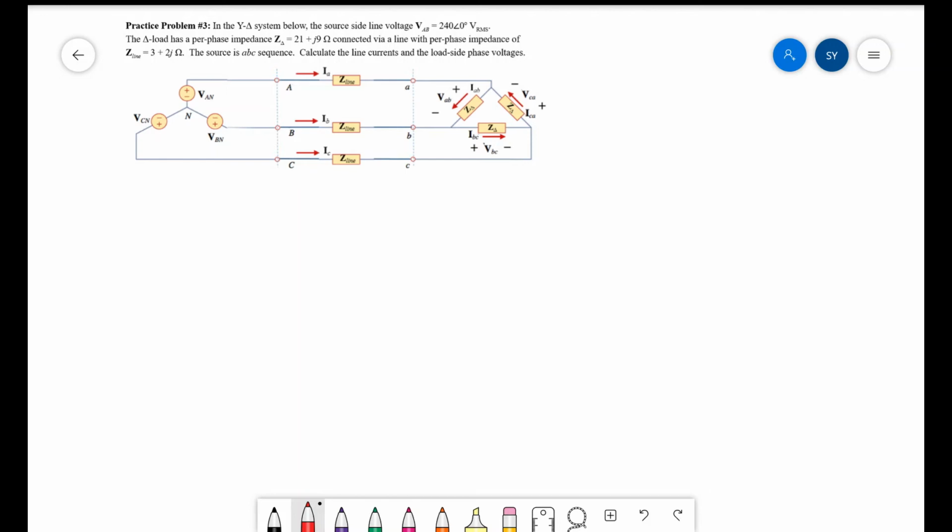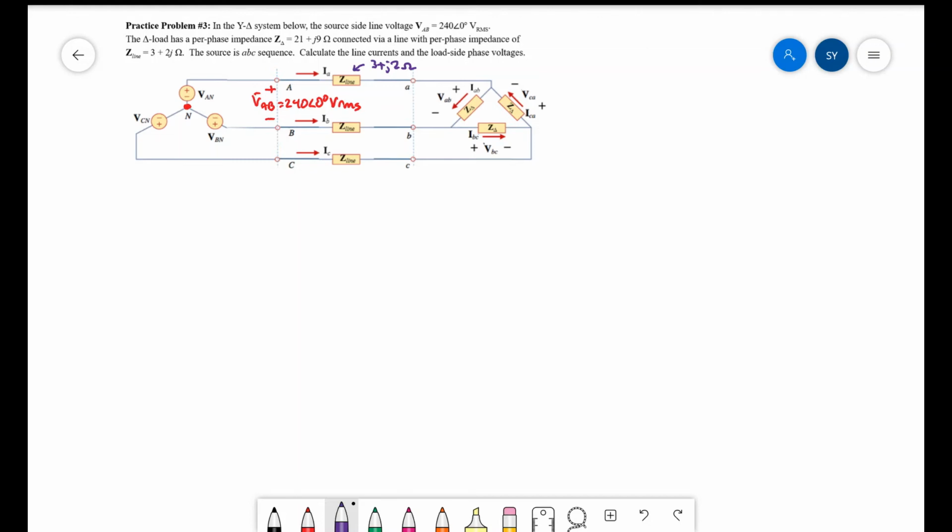In this practice problem, I again have a Wye-Delta system because I have a neutral on the source side and I do not have one on the load side. In this problem, I'm told the source side line-to-line voltage V capital AB. That is equal to 240 angle 0 degrees volts RMS. Notice that this is not going to be the same as V lowercase ab because there is a line impedance in this problem. Z line equals 3 plus J2 ohms.